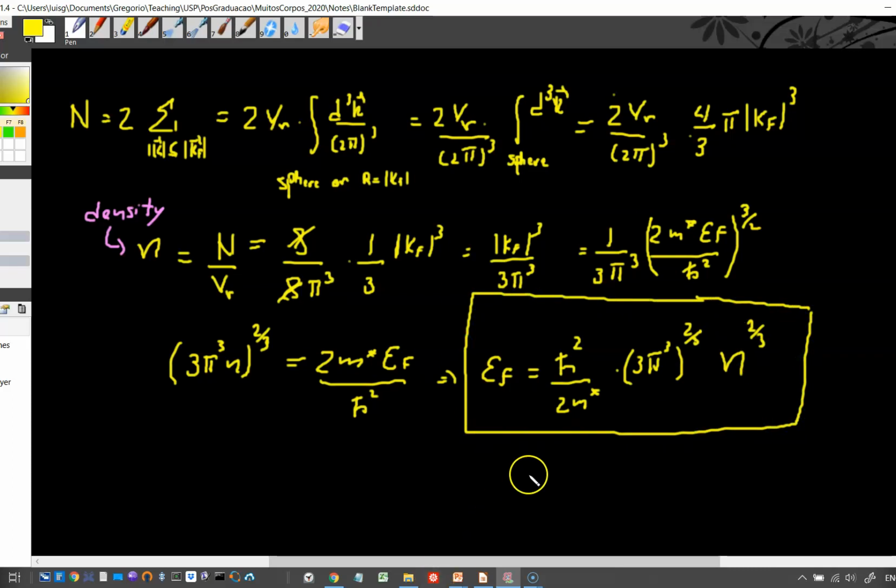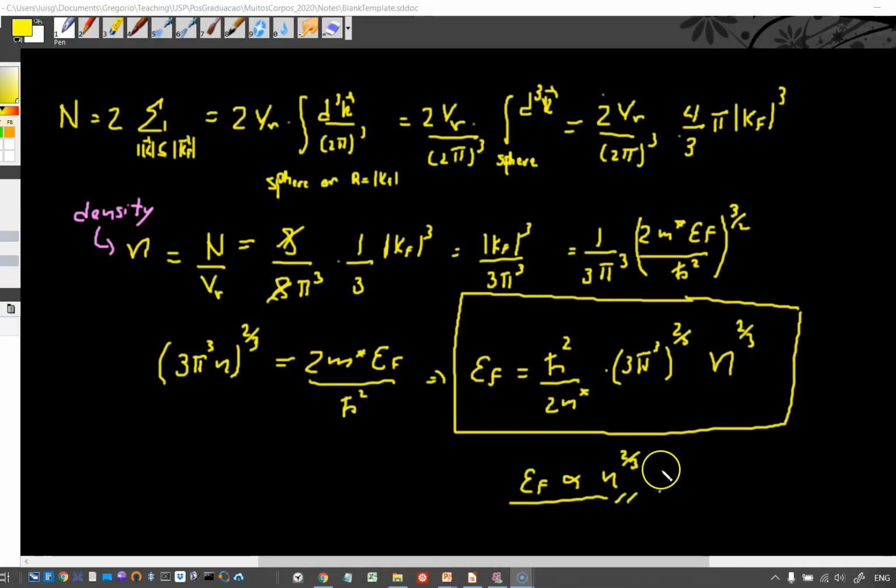So important message here: if I increase the number of particles and keep the volume constant, I increase the density. If I decrease the volume and keep the number of particles constant, I increase the density. In any case, the Fermi energy will behave as a function of the density, as the density to the power 2/3. That's an important result here that we get from this calculation.